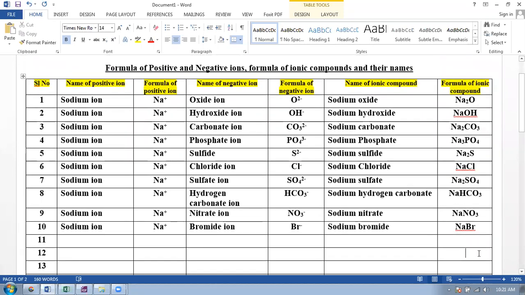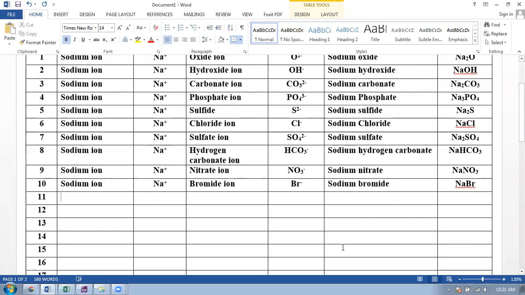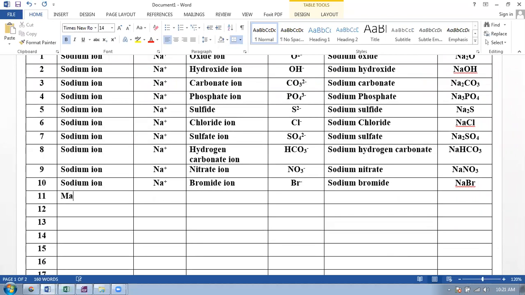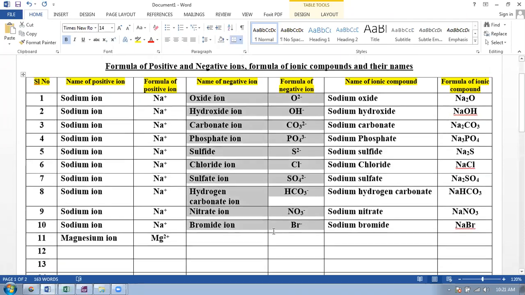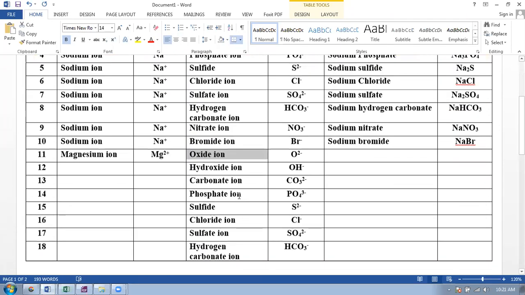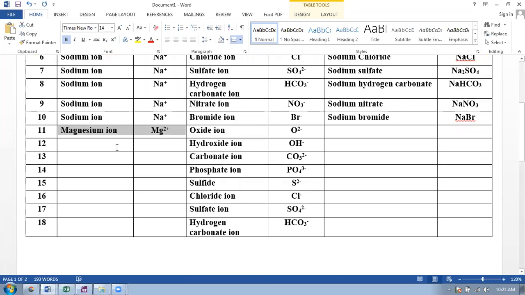Get a screenshot so that I can move forward. Now look at this. If instead of sodium ion, I change it with another ion, for example, an ion that has +2 charge, like magnesium ion. Magnesium ion has a charge of Mg2 plus. And the negative ions are all these. I'll just make a copy here. All these are copied already. Very simple.